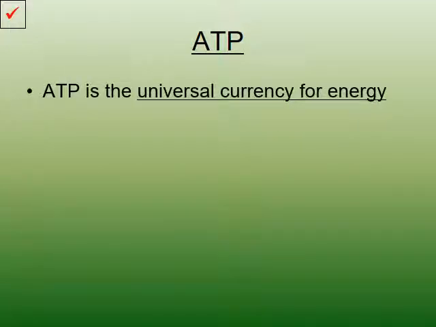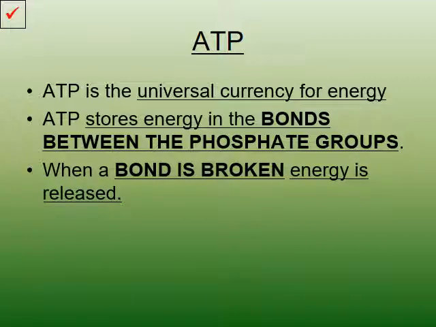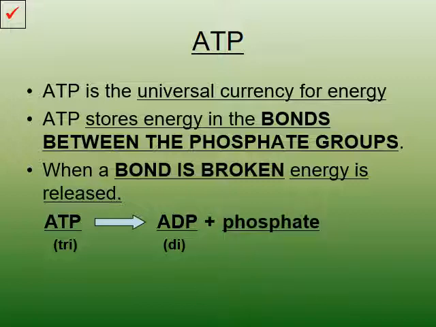So finally, let's talk a little bit more information here about ATP. ATP is the universal currency for energy. Now, ATP stores this energy in between the bonds between the phosphate groups. And when one of these bonds are broken, that energy is released. So we have ATP, adenosine triphosphate, and when we go ahead and break the bonds between one of the phosphate groups, that is going to go ahead and release the phosphate as well as all the energy held in between those bonds.